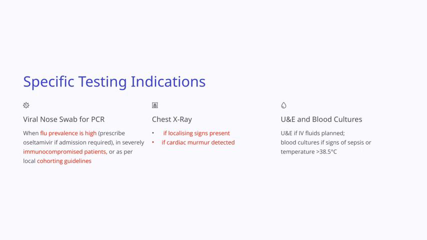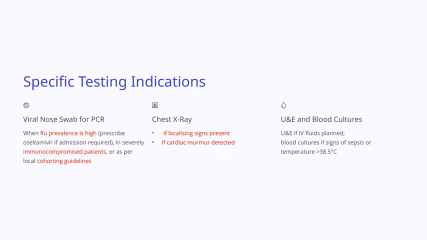Finally, U&E and blood cultures. U&E tests are useful if you're planning to give IV fluids to monitor kidney function and electrolyte balance. Blood cultures should be taken if there's evidence of sepsis or if the patient's temperature exceeds 38.5 degrees Celsius. These tests help us identify the source of infection and guide targeted therapy.